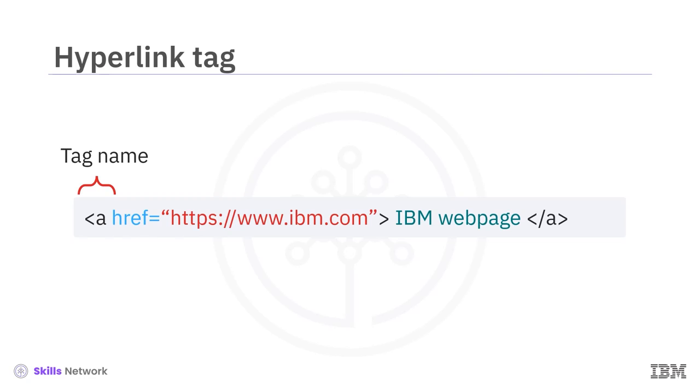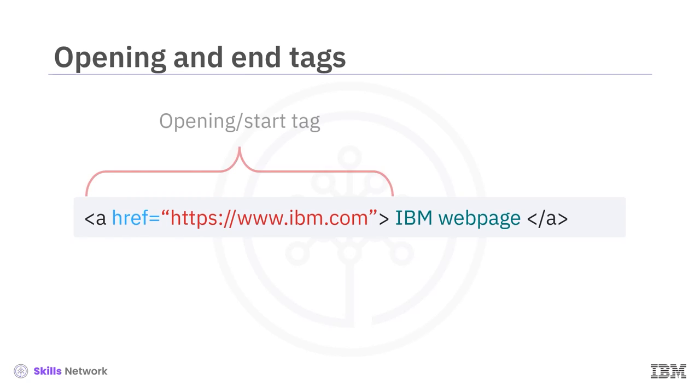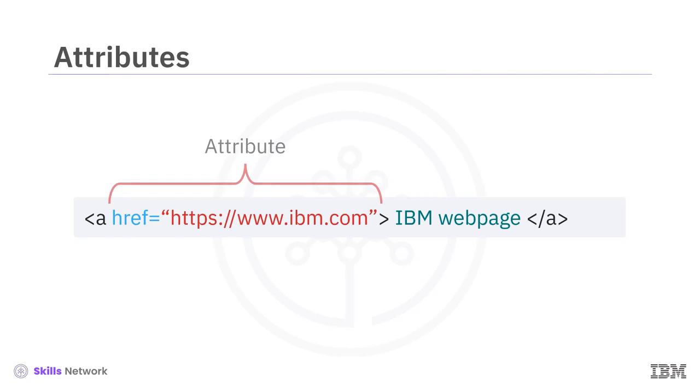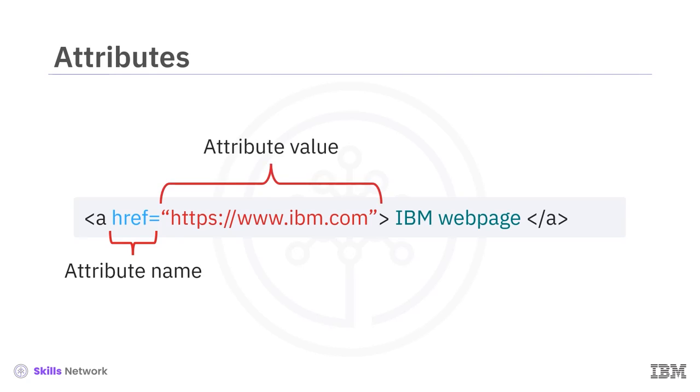It is helpful to think of each tag name as a class in Python and each individual tag as an instance. We have an opening or start tag, and we have the end tag. This has the tag name preceded by a slash. These tags contain the content, in this case, what is displayed on the web page. We have the attribute. This is composed of the attribute name and attribute value. In this case, it is the URL to the destination web page.